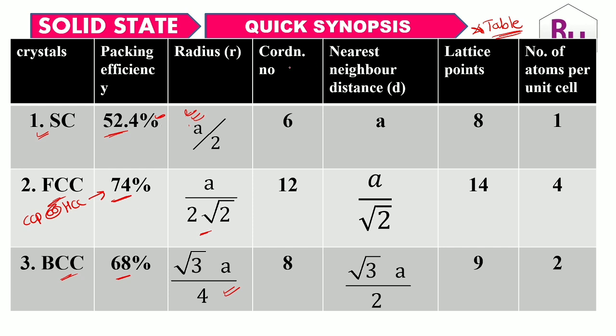Then coordination number. Coordination number is nothing but the immediate neighboring atoms in immediate contact with the one center atom. Here 6 is the coordination number for SC, that is simple cubic lattice, 12 is the coordination number for FCC, and 8 is the coordination number for BCC.